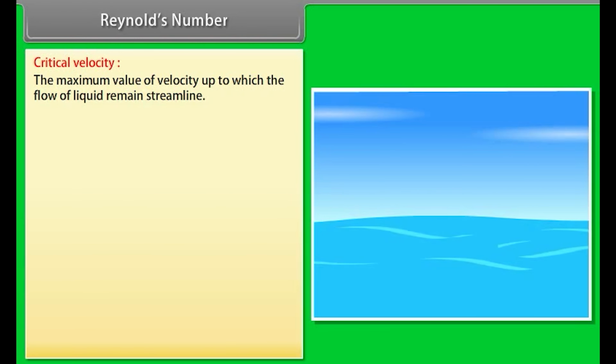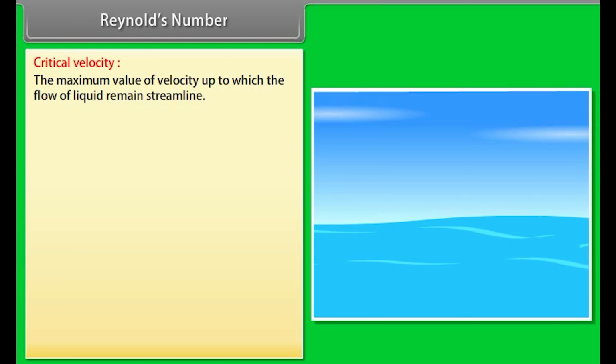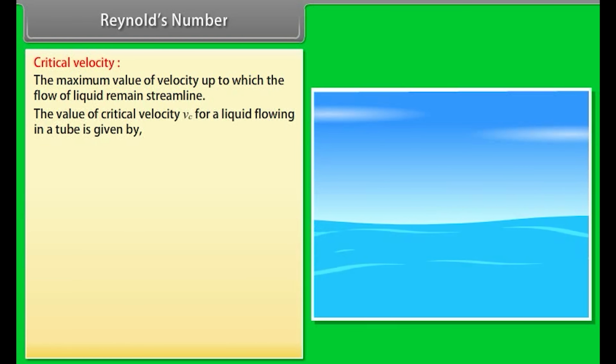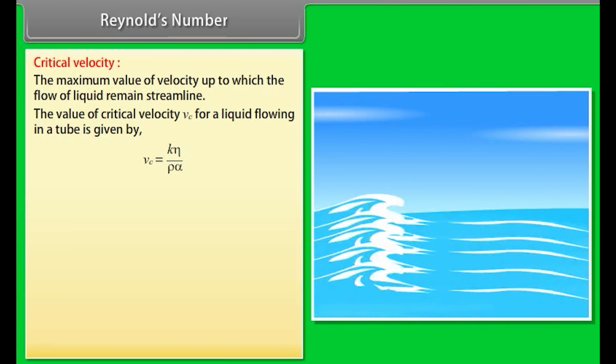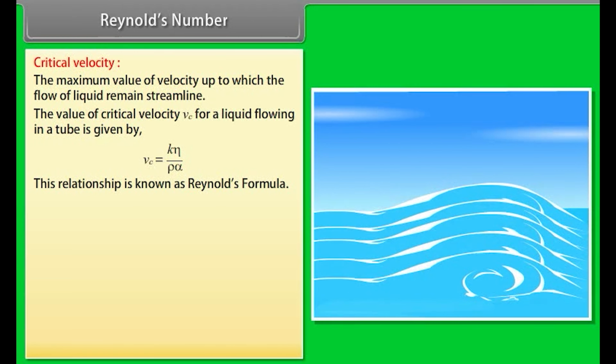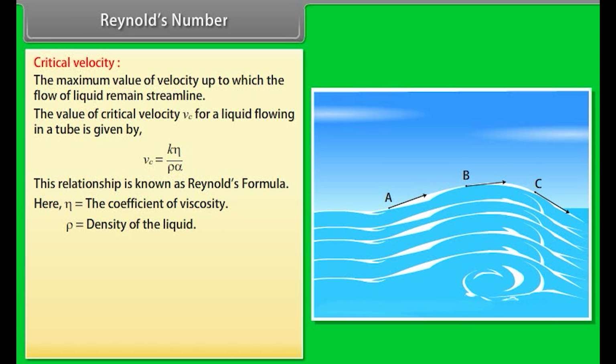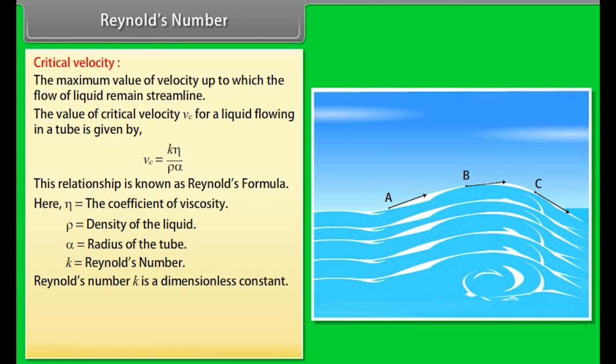Reynolds number. Critical velocity is the maximum value of velocity up to which the flow of liquid remains streamlined. The value of critical velocity Vc for a liquid flowing in a tube is equal to K into eta upon rho into a. This relationship is known as Reynolds formula. Here, eta is the coefficient of viscosity, rho is the density of the liquid, a is the radius of the tube, and K is the Reynolds number. Reynolds number K is a dimensionless constant.